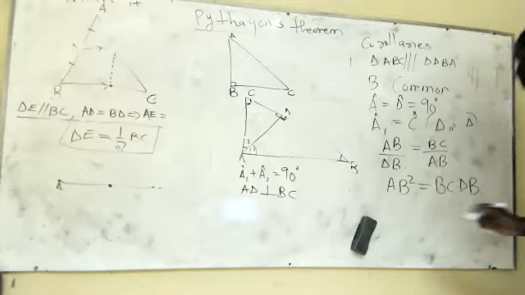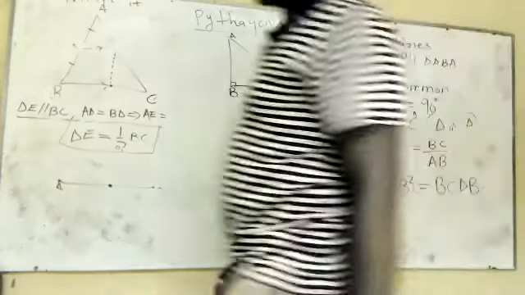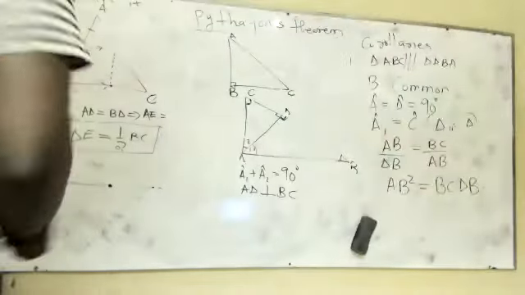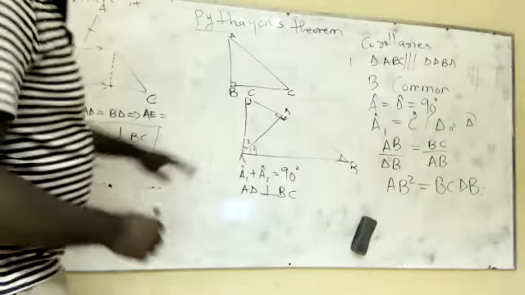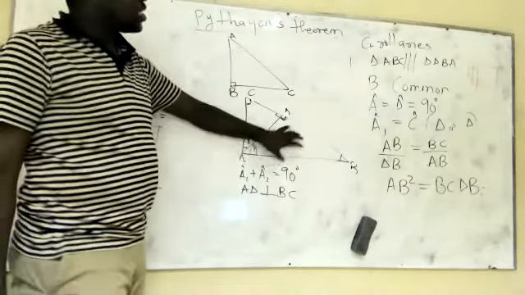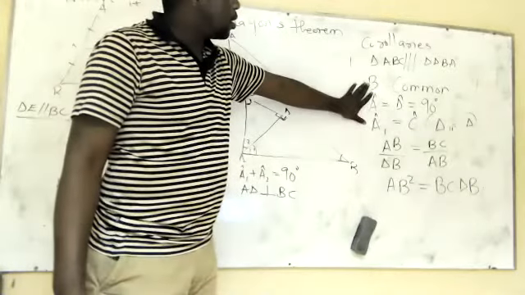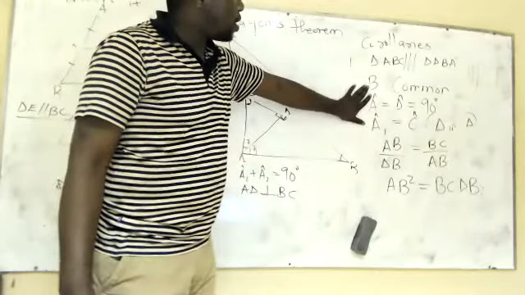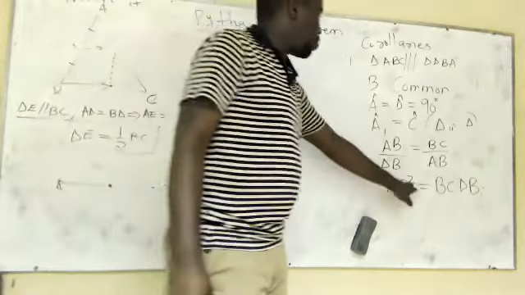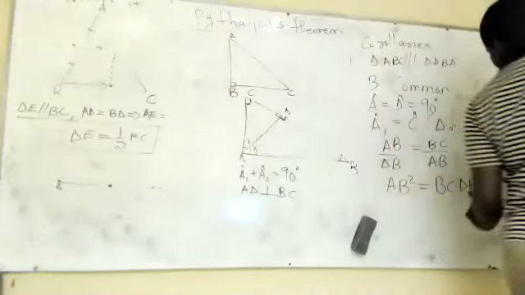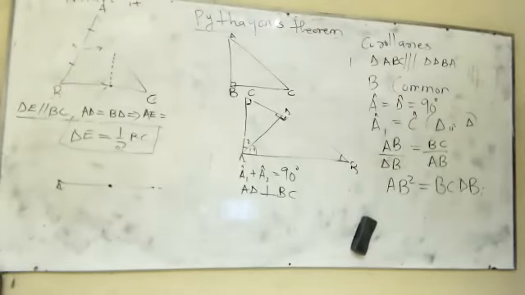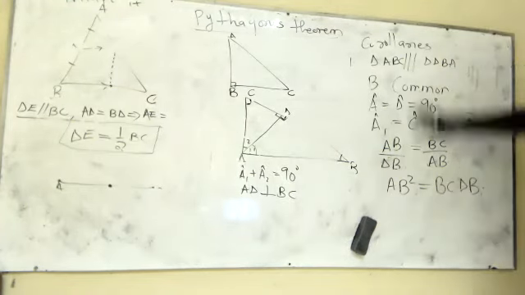Don't forget this. It's a very, very important conclusion which you must take note of. So if we have two triangles which are right angled and they achieve this condition, then you can say AB squared is equal to BC multiplied by DB. Ask me a question if you do not understand this conclusion.